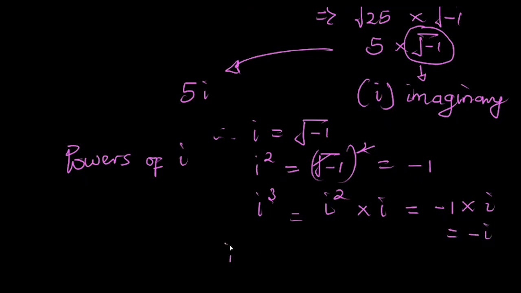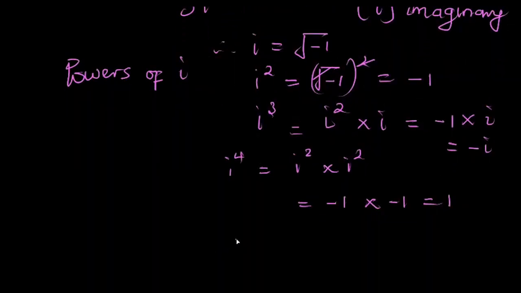So how about i to the power of 4? It's going to be i squared times i squared. And what is i squared? i squared is already minus 1. And when you multiply it by another minus 1, you get 1. So these are the basics. Even if you just go one further, i to the 5th power will be i to the 4th power times another i, and i to the 4th power is a positive 1, and when we multiply by i, we just get i.